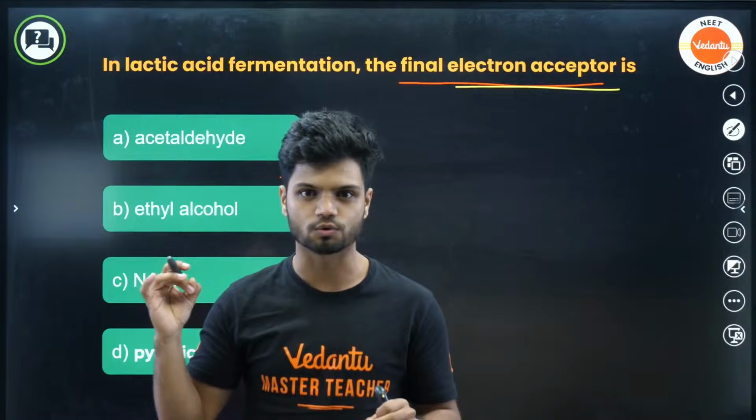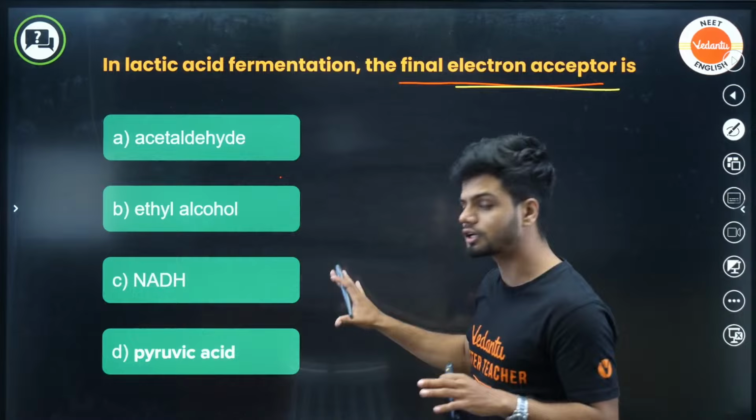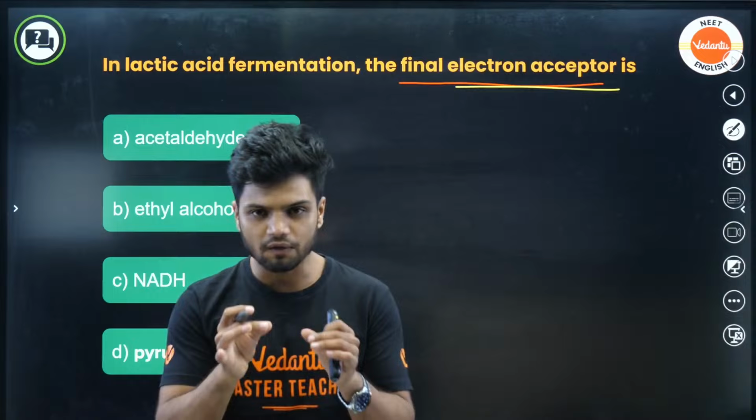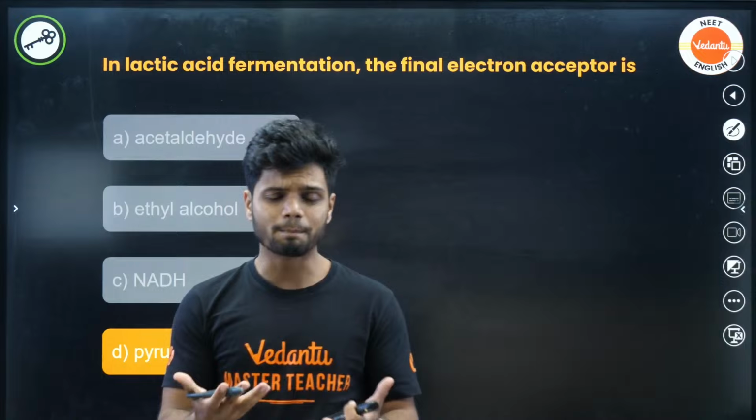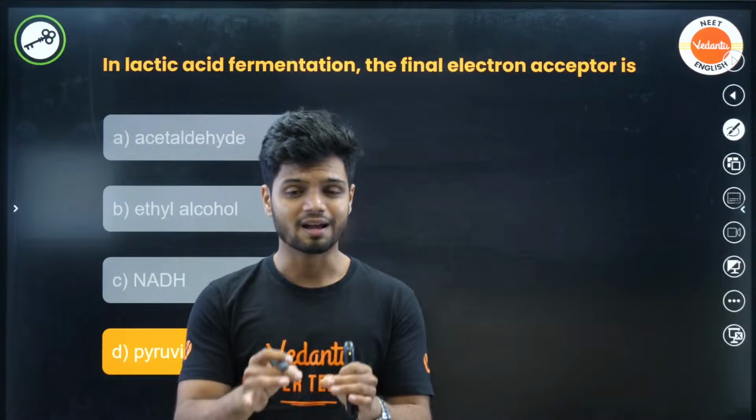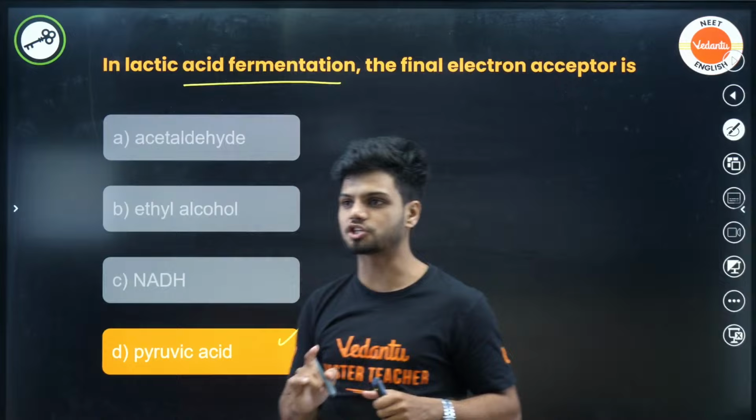In today's class, you will be able to solve everything, because such questions are a little conceptual. They are not a direct question. But after today's class, you will be able to solve such type of conceptual questions. So the answer here is pyruvic acid, also called pyruvate, which is the first and the last electron acceptor in the case of lactic acid fermentation.